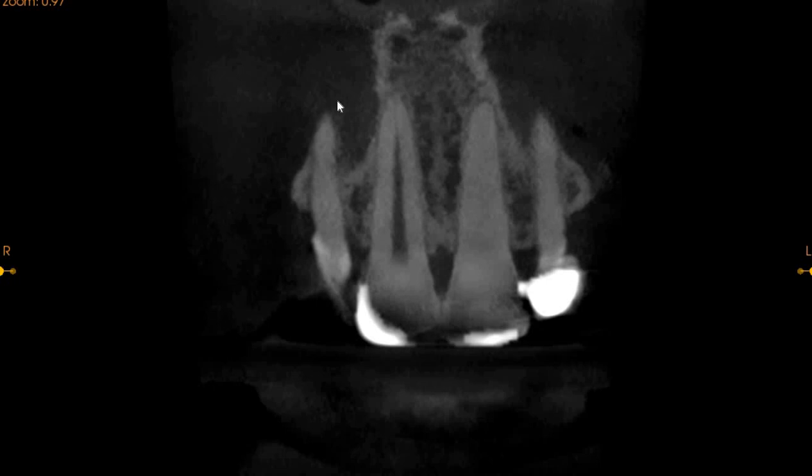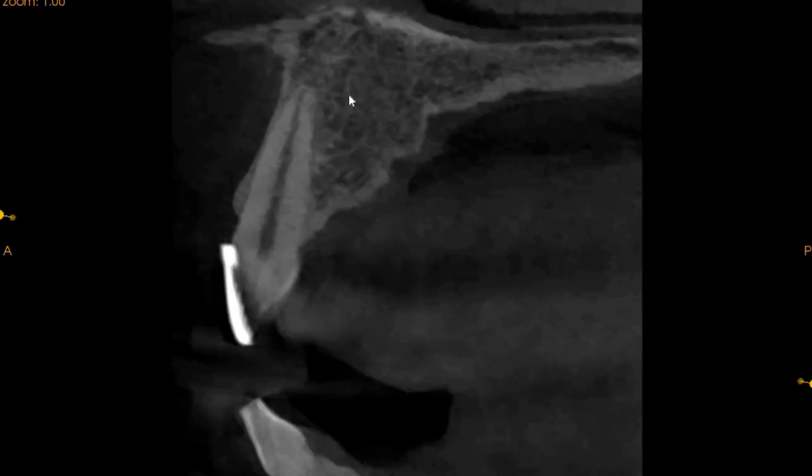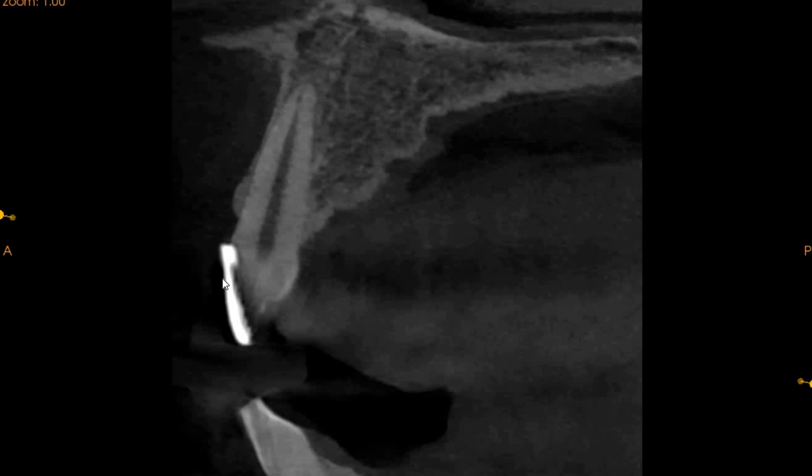Now looking at the 1-1 from a sagittal view, which is side to side, we can clearly see that the restoration seems to be a little bit leaking, but again, because of the metal artifact, we will have to also look clinically. But we don't see any major fractures other than this particular line here.